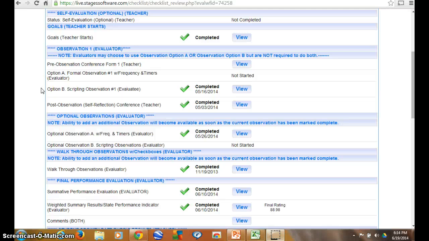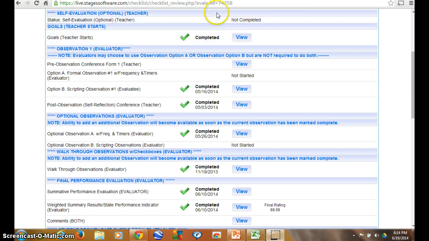This is an overview of how to use Stages, which is an automated system web service working with a teacher evaluation tool. So Danielson's Framework for Teaching is hidden behind all of this form that's used for automating the evaluation system.